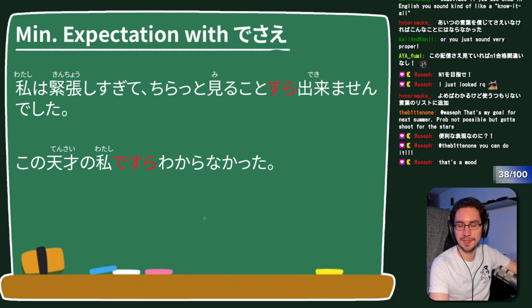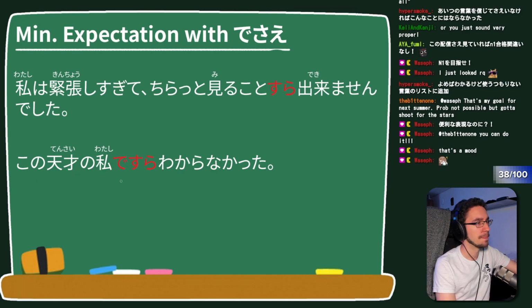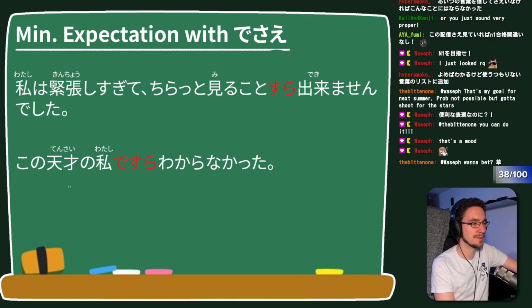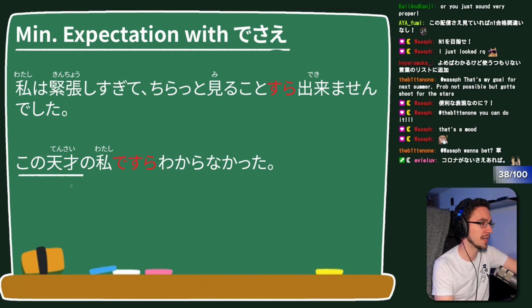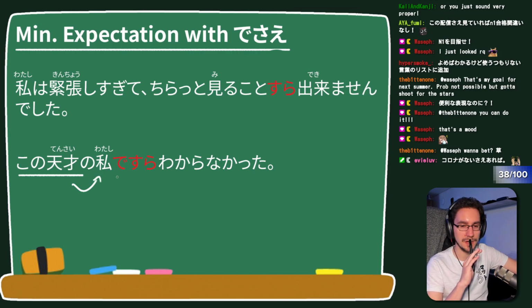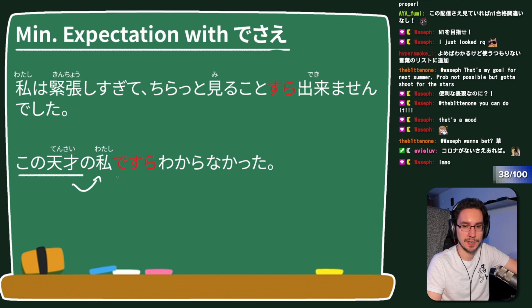And then here we have another interesting one. この天才の私ですらわからなかった. This sounds very condescending, but it's a fun sentence, especially because it uses something that Japanese uses, but English doesn't make much use of, and when you use it in English, it sounds really weird. It's describing the I pronoun. You can do it in English, but it usually sounds weird. In Japanese, you can do it in ways that don't sound weird, describing the first person pronoun.